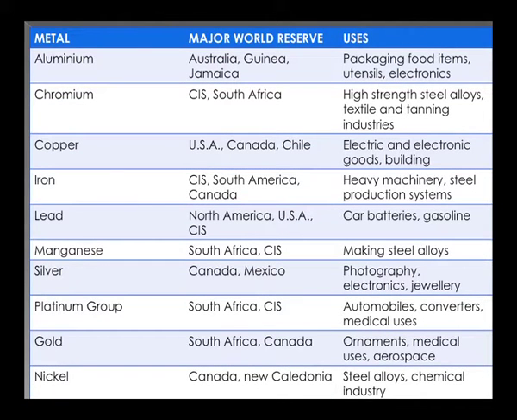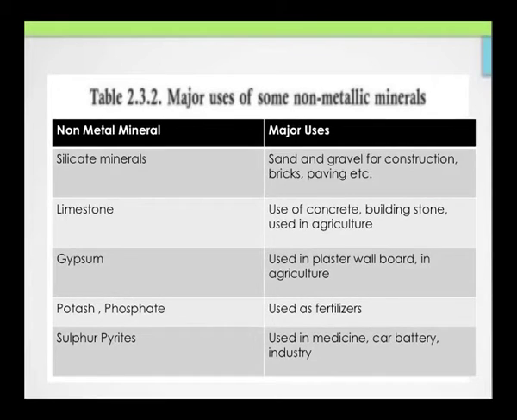Here you have some of the major metallic ores that we have: aluminium, chromium, copper, iron, lead, manganese. In the platinum group, you have gold, silver and nickel, and unfortunately we are lacking in most of these except aluminium. Then you have the non-metal minerals: silicates, limestone, gypsum, potash, phosphorite, which is mainly used for fertilizers, and sulfur pyrites, used in medicine, car batteries and in industries. In silicate and limestone we are quite well off; we have a good distribution of silicate and limestone materials.